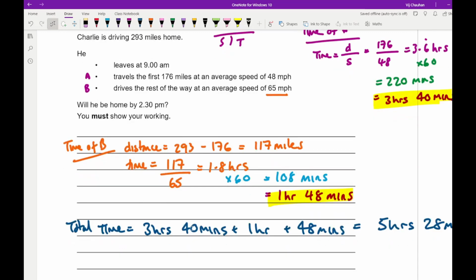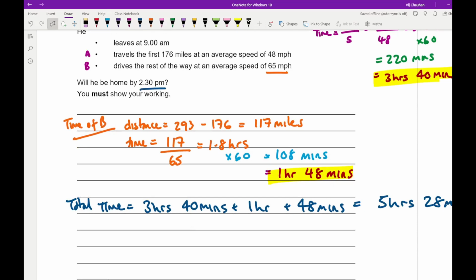So then going back to the question, it says, will he be home for 2:30? Well, if he leaves at 9 a.m., so if I then do 9 a.m. plus 5 hours and 28 minutes, it comes up to a total time of 14:28. So will he arrive home before 2:30? The answer then is yes, only just by 2 minutes.